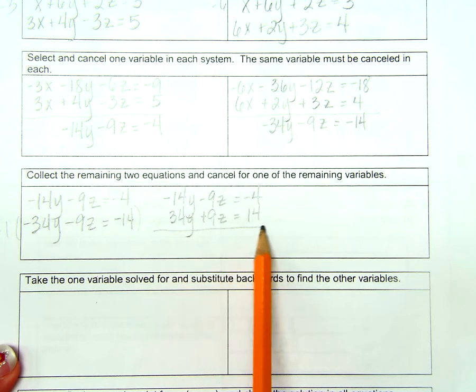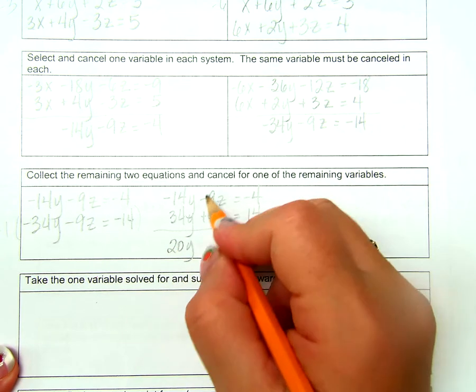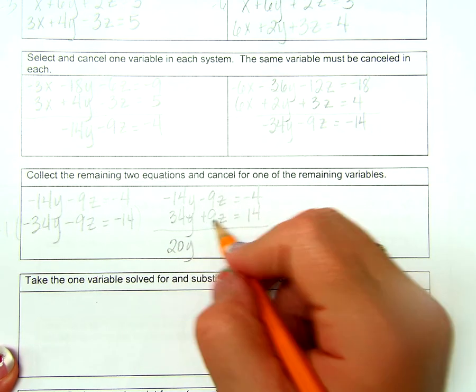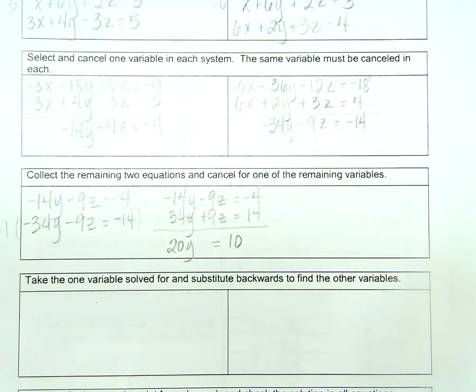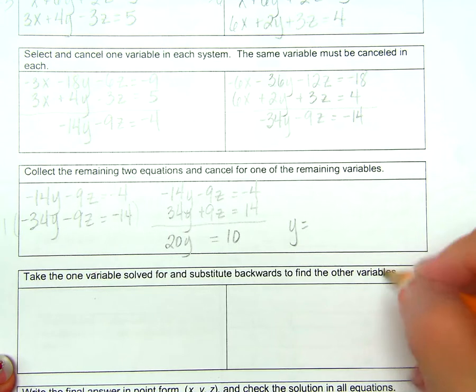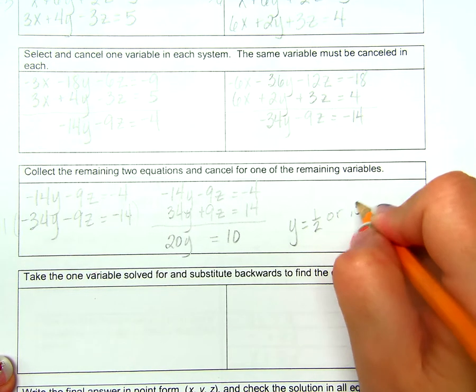So if I'm multiplying this entire equation by negative 1, I get 34y plus 9z equals 14. Now watch what happens when I combine them. What do I get? 20y, that is 0, equals 10. OMG. What's y? A half? Or 0.5, right?